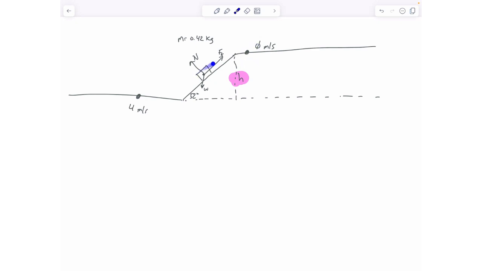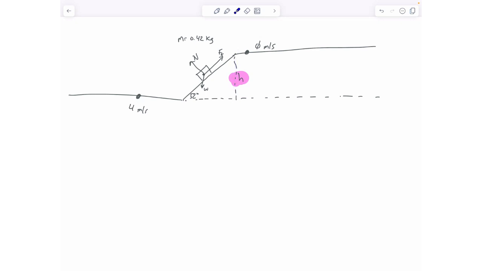So initially, this block is up here at the top, and it is at rest. So it's at 0 meters per second. Then somehow it gets released from rest. It comes down this hill, and then it accelerates, and then it comes down here at the bottom. Here at the bottom the velocity is 4 meters per second. So we went from 0 to 4 meters per second due to this hill.